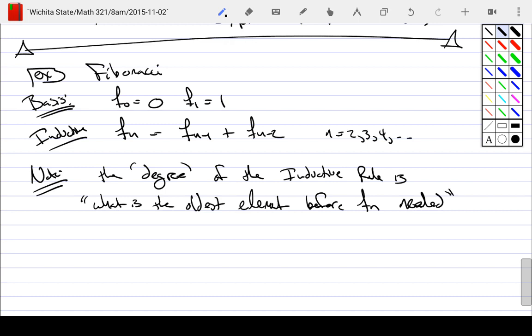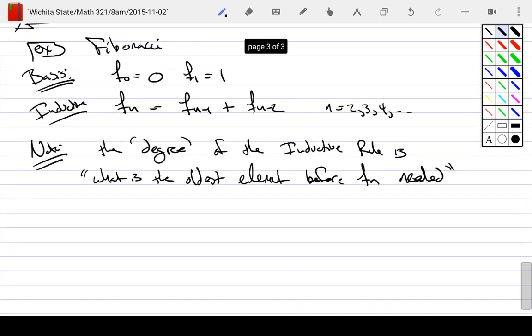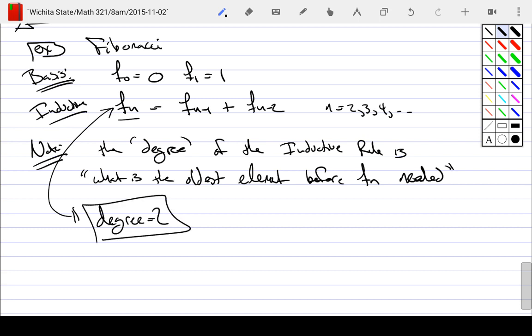This is kind of a rough definition. So if I look at this, to get to the nth, how far into the past do I need to go? 1 element, 2 elements, 3 elements, what? 2 elements. So that would tell me that this guy here is degree 2. Is everybody okay with that?